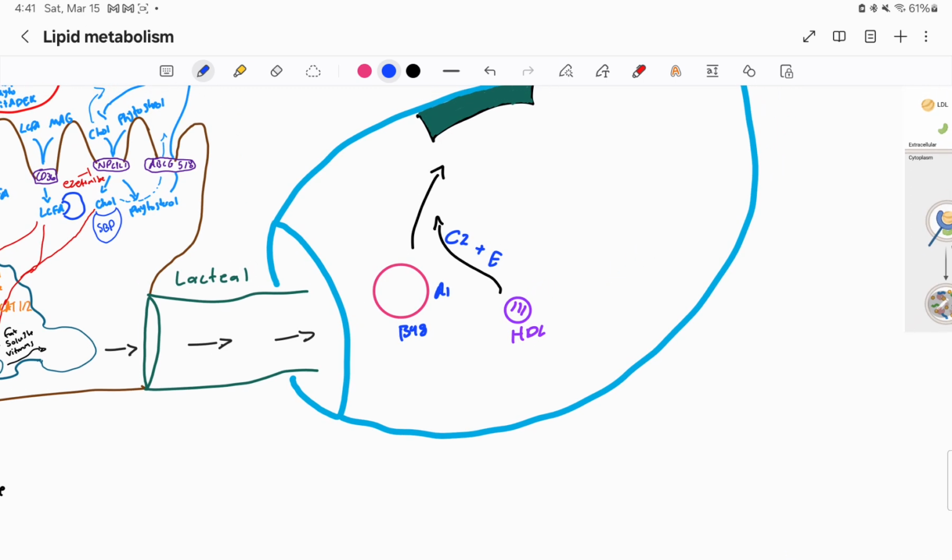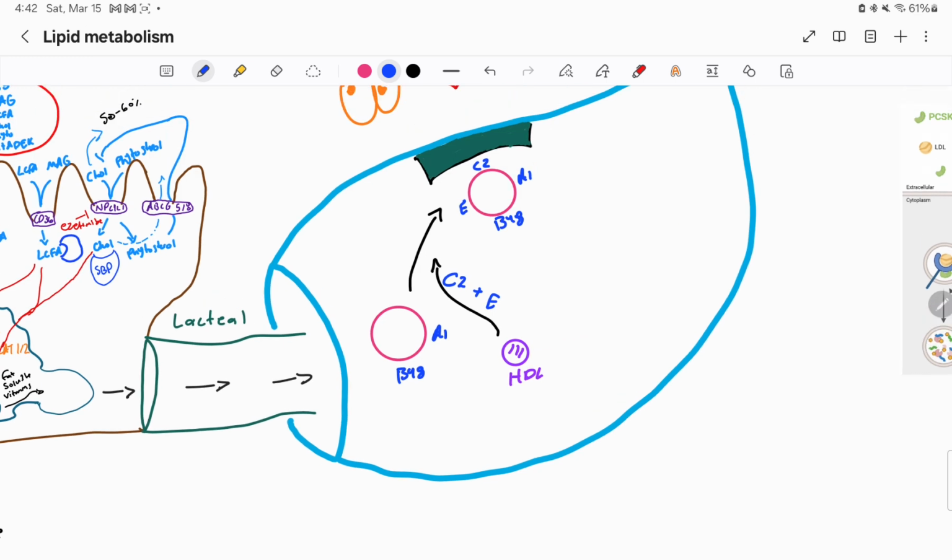Okay? So now you're going to notice that this chylomicron will now have two extra proteins on its surface. It'll have an ApoC2, an ApoE, an ApoB48, and an ApoA1. Awesome. And who gave him that? HDL. The HDL molecule gave him that.